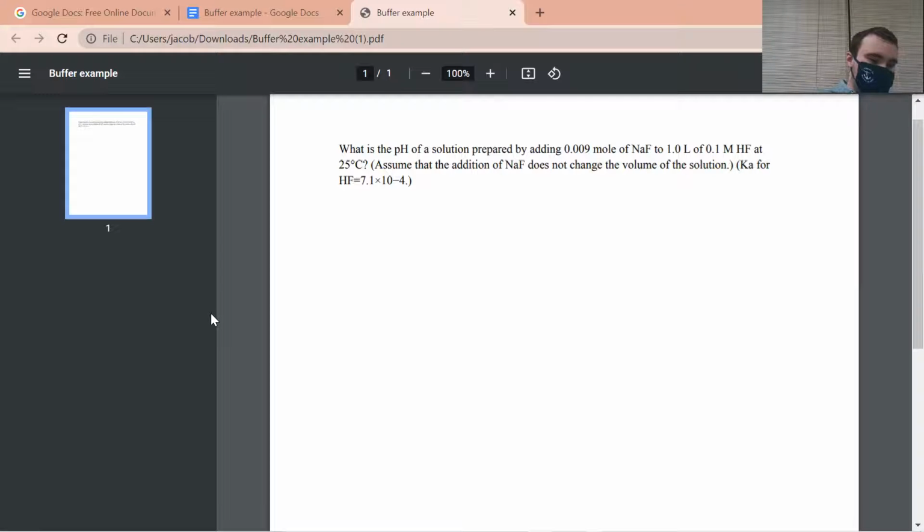This is basically like a minor buffer problem because if you notice, you're adding a small amount of your base. This is a salt, but it's also slightly basic, to a weak acid, hydrofluoric acid. You can tell it's weak because it has a Ka value. Anything with an acid ionization value means it's weak.